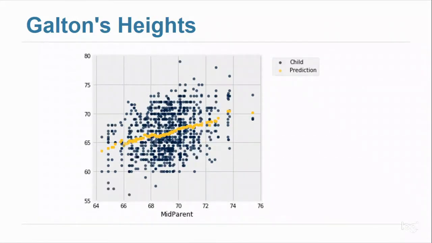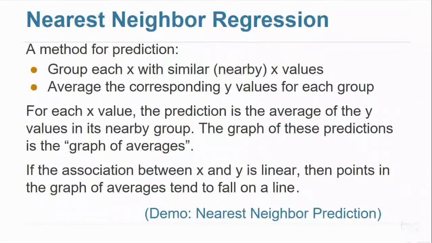If we do that for each possible x value, you see that we get a linear kind of trend here. We get this predictor line, this gold predictor line. This is an example of what we call a nearest neighbor regression. It's a method for prediction.